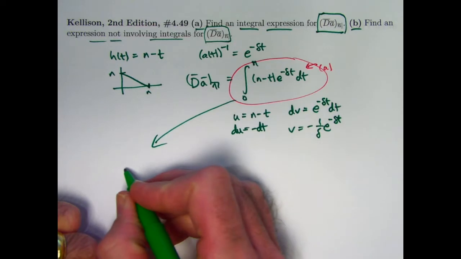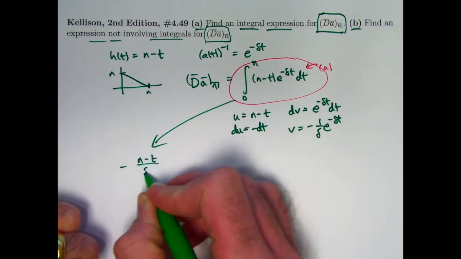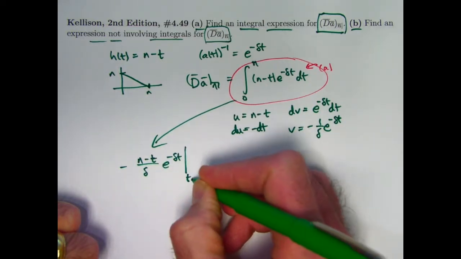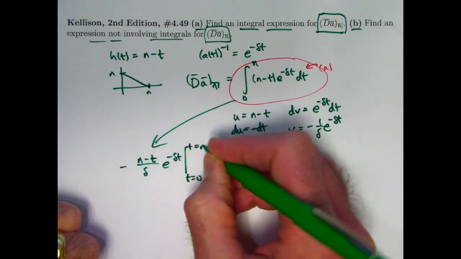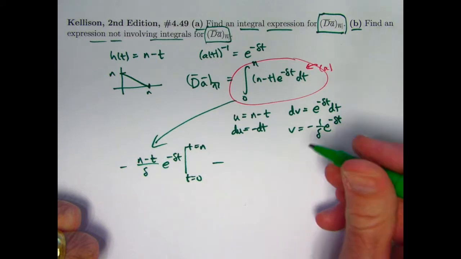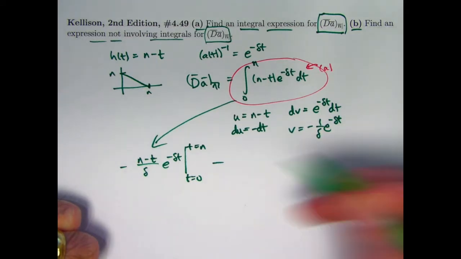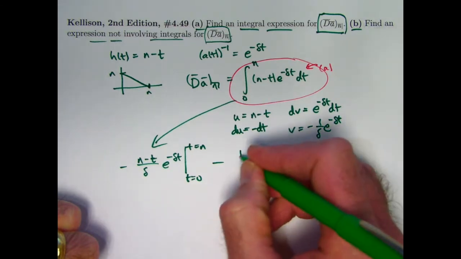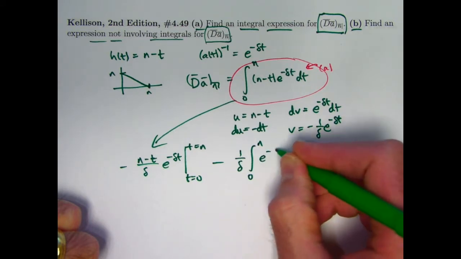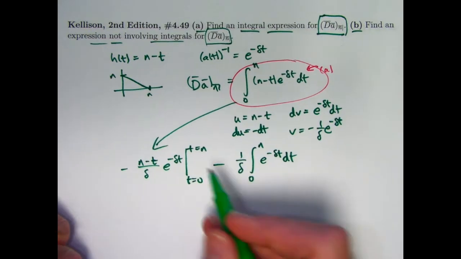We've got u times v is going to give negative n minus t over delta e to the negative delta t as t goes from 0 to n. And then minus the integral of v du. There are going to be 3 minus signs here, that one, and that one. So we'll still have a minus sign. We'll also bring the 1 over delta out in front. And we get this. This is another expression involving an integral.